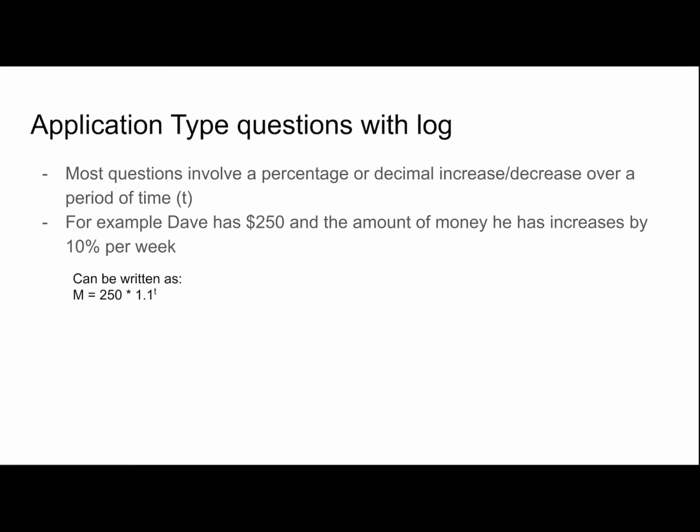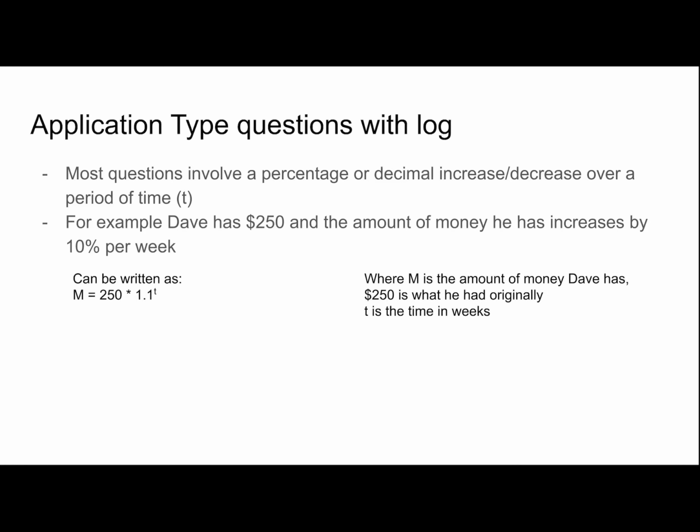The reason it's 1.1, it's really important that you understand this, is because the question says it increases by 10% each week. When I say increases, that's 1, the whole thing, plus 10% on top of that. So that's 1 plus 0.1, because 10% is the same as 0.1. So 1 plus 0.1 is our rate. That's how we get the 1.1, and it's to the power of t.